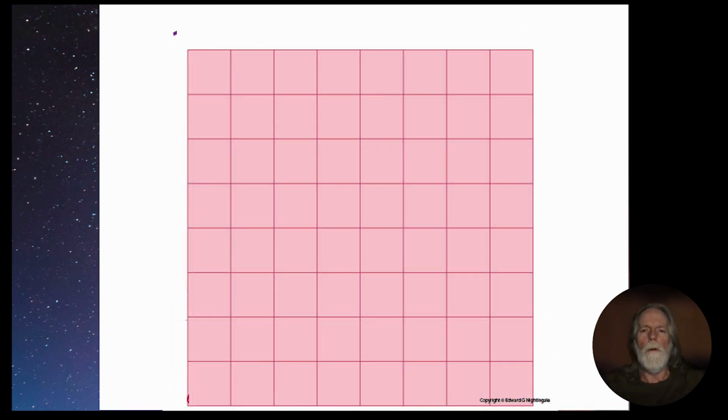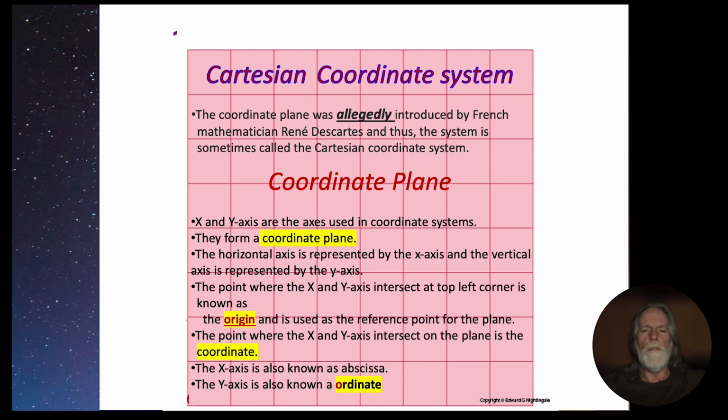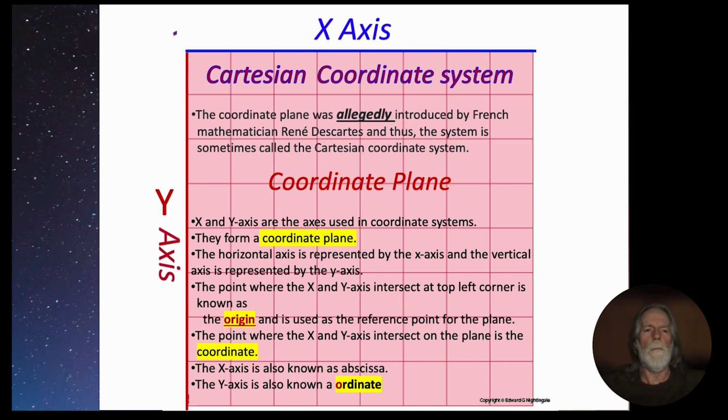By combining Plato's Lambda with our 8x8 square, using it as a coordinate plane, we can plot the coordinates and their corresponding numbers. The coordinate plane was allegedly introduced by French mathematician René Descartes, in a system sometimes called the Cartesian coordinate system. The x and y axes are used in coordinate systems. They form a coordinate plane. The horizontal axis is represented by the x-axis, and the vertical axis by the y-axis.